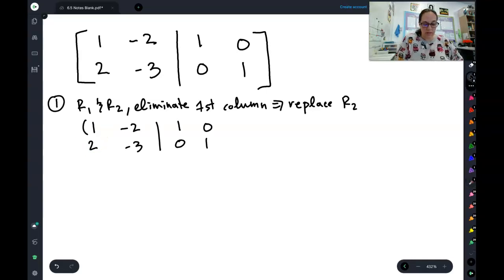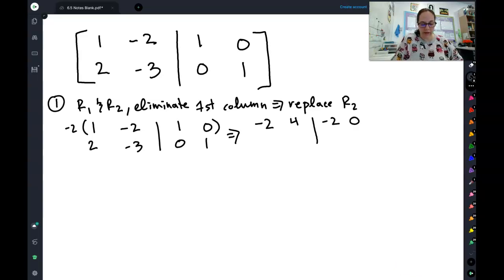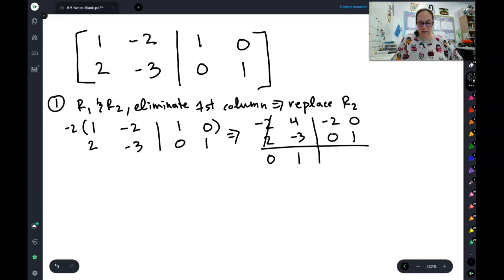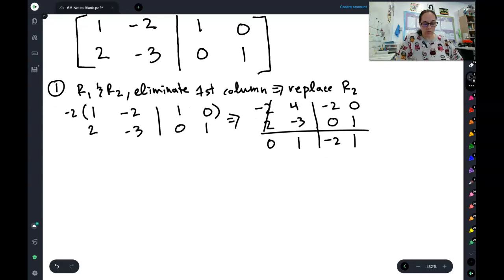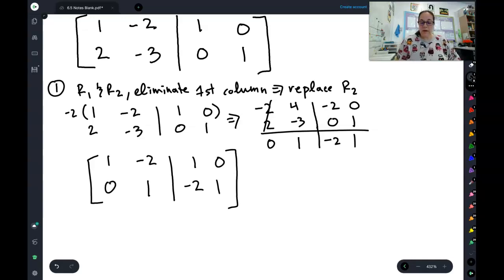Right now that first column is not going to eliminate, so I'm going to times that by -2. Don't forget to multiply the whole row by -2. Multiply it all the way across. Now that cancels like I wanted. 4 minus 3 is 1. I get -2 and 1 there. So I'm going to replace row 2 with that answer I just got. So we now have the bottom half zero in place.